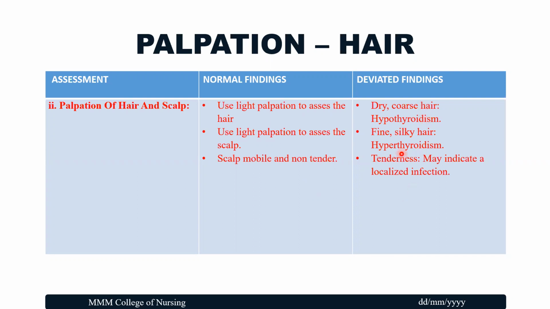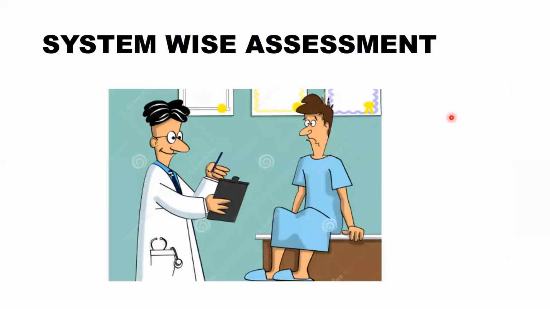Whereas deviated findings include dry coarse hair, that indicates hypothyroidism. Fine and silky hair indicates hyperthyroidism. Tenderness may indicate a localized infection of the hair and scalp.